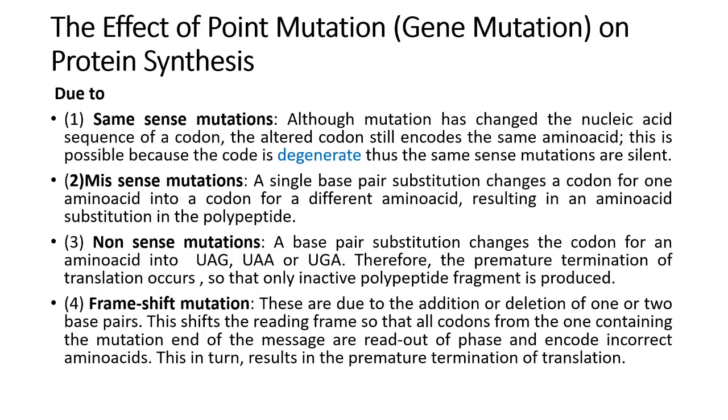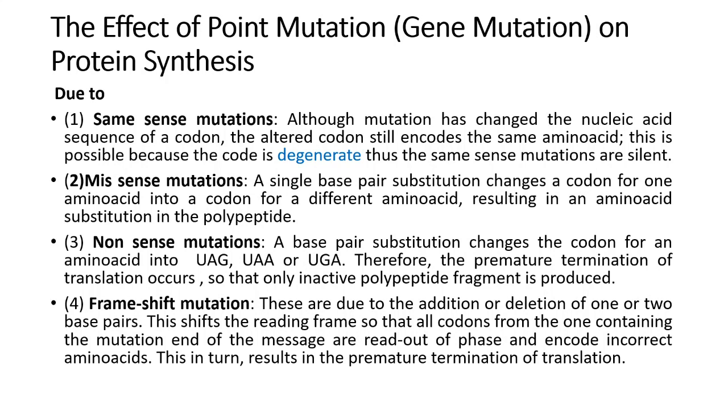In the second type, missense mutation, a single base pair substitution changes a codon for one amino acid into a codon for a different amino acid, resulting in an amino acid substitution in the polypeptide. And third one, nonsense mutations: a base pair substitution changes the codon for an amino acid into UAG, UAA, or UGA. They are the stop codons. Therefore, premature termination of the translation occurs so that only an inactive polypeptide fragment is produced.